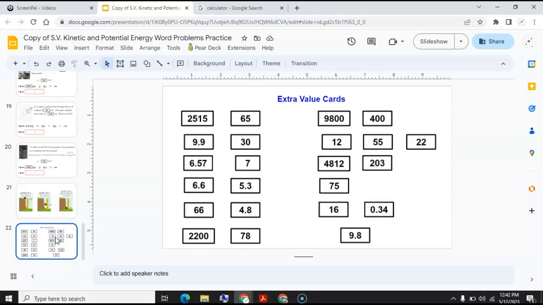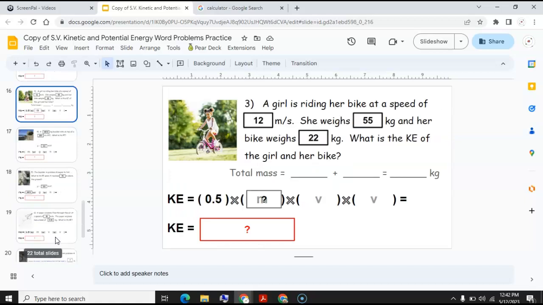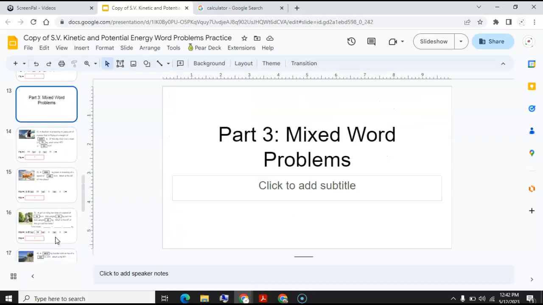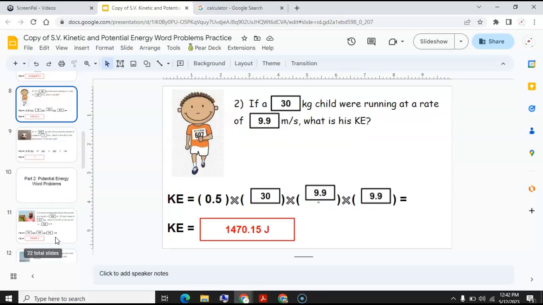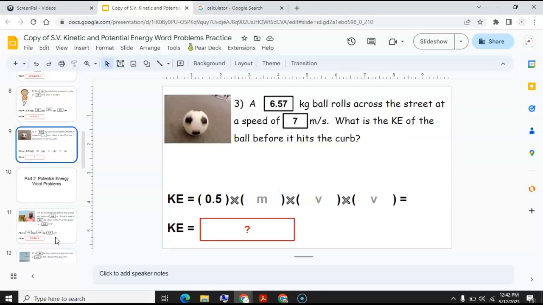And these are extra cards in case you happen to delete some numbers and you need to go find a number to drag and drop. They're here, but you don't need these slides. You just need to make sure you get the mixed practice done. Part 3 done. Any of the questions on slide 12 in part 2 we didn't do, and the question on slide 9 we didn't do.